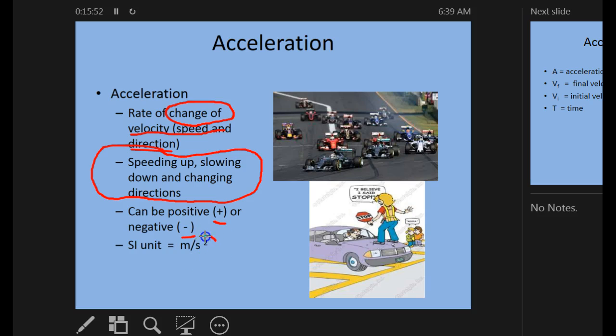The unit is meters per second squared. All right, so in our 2 images here, we always think of race cars accelerating, and they are because they're always changing direction as they go around that loop. But you can also be accelerating when you come to a stop. And some people call that decelerating, but it is a change in velocity.